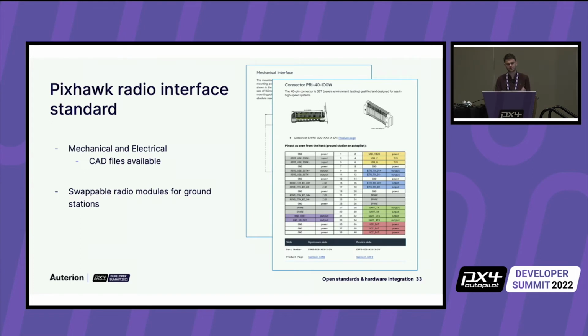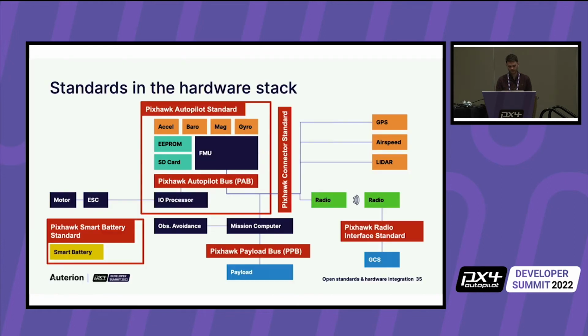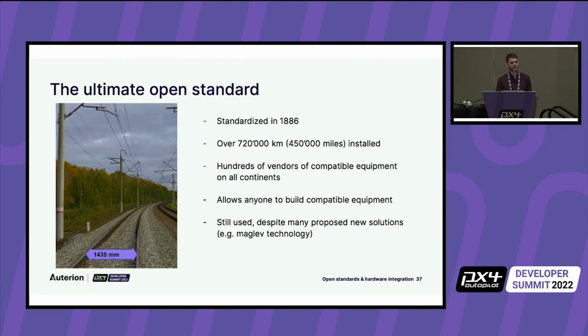So for the radio interface standard, I think this one doesn't include S-Bus as far as I know, but I'm not entirely sure. I can have a look later on. It's mostly for telemetry radios these days. Or even high bandwidth data link, for video streaming and stuff like that. Cool. Any other questions?